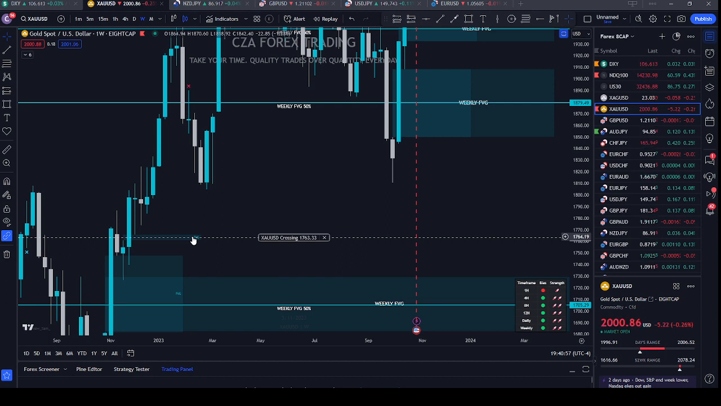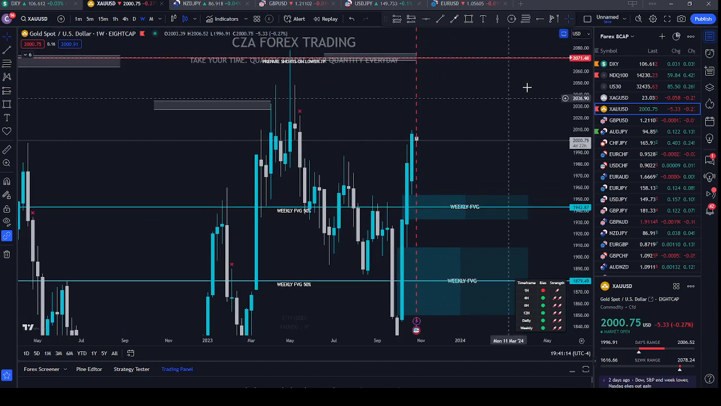1763.33. Make sure you have an alert on that one, because something should happen. It's either going to bounce off that or go straight into this weekly fair value gap on the bottom. So have that one identified and marked. Set your alerts. 1763.33. And now we're going into the daily.